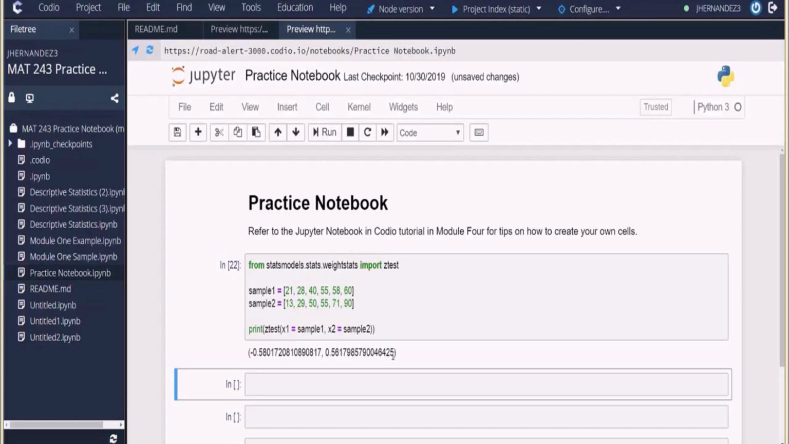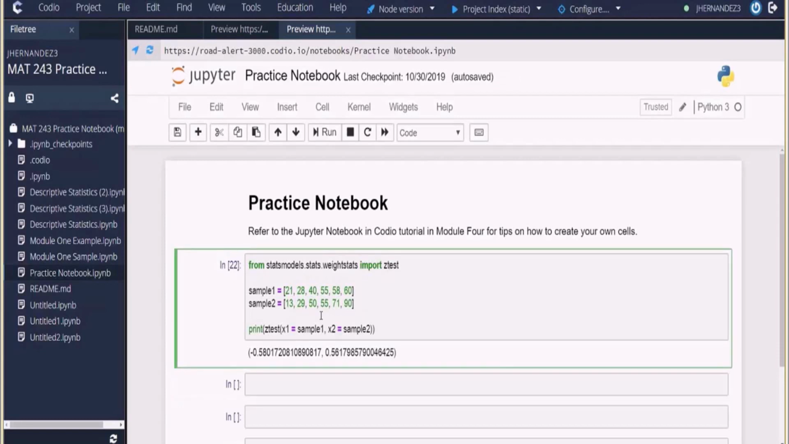If, however, the alternative hypothesis is set to a greater than or less than sign, then recall that we need to divide this by 2. And once we divide it by 2, the new p-value that we get is the one that we compare with alpha.